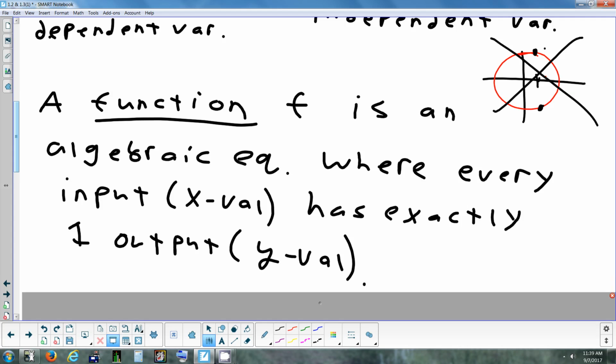And there's a test, and it's called the vertical line test. Anybody remember that? Vertical line test? I'll mention that as the very last thing in a little bit. But that's the idea of a function. Every x value has exactly one y value.